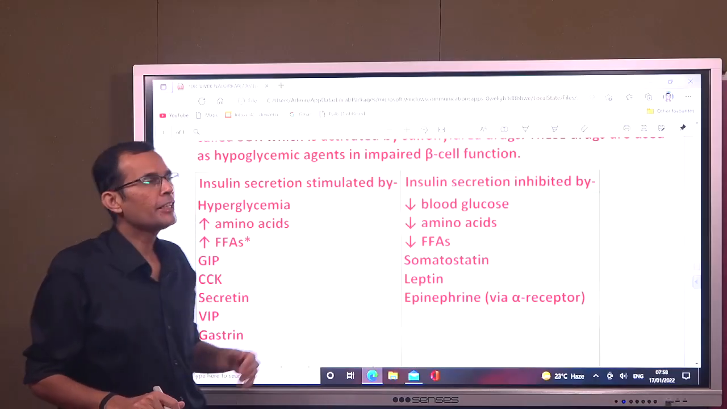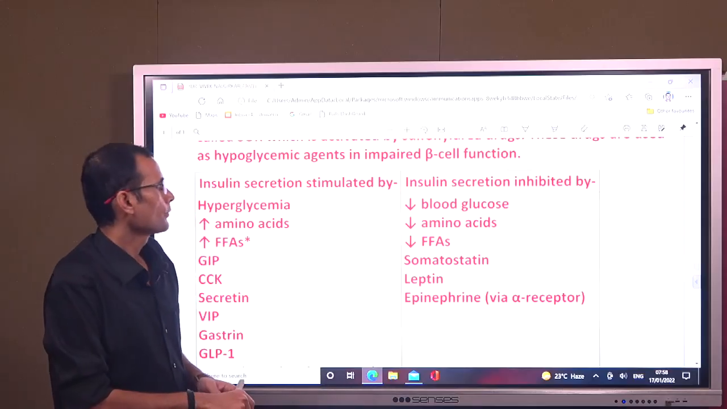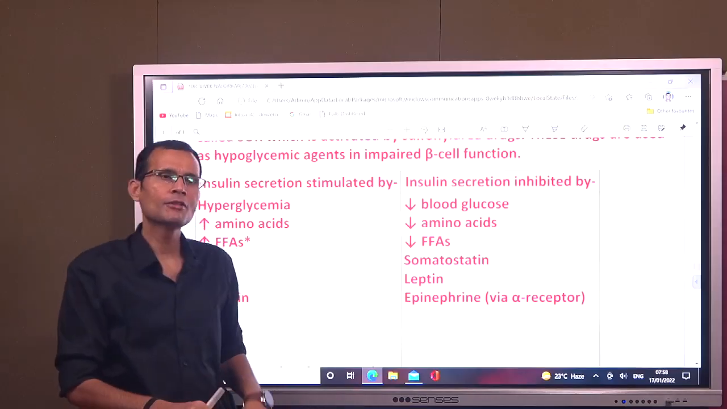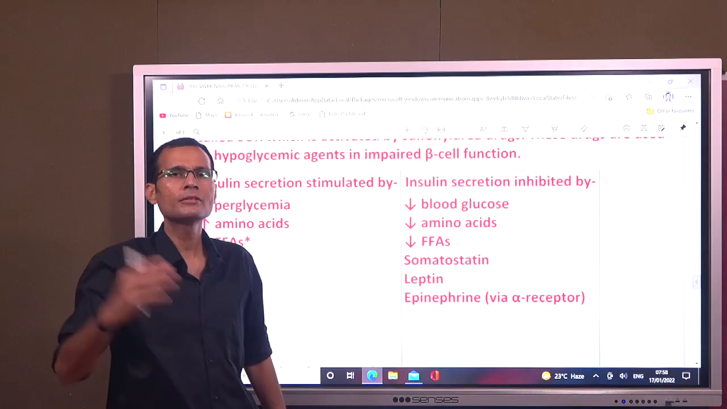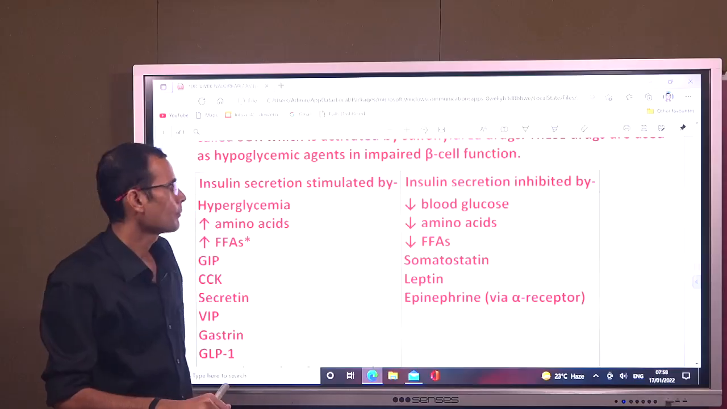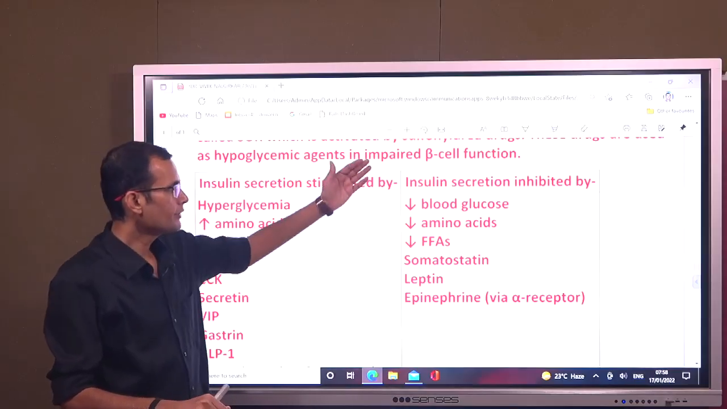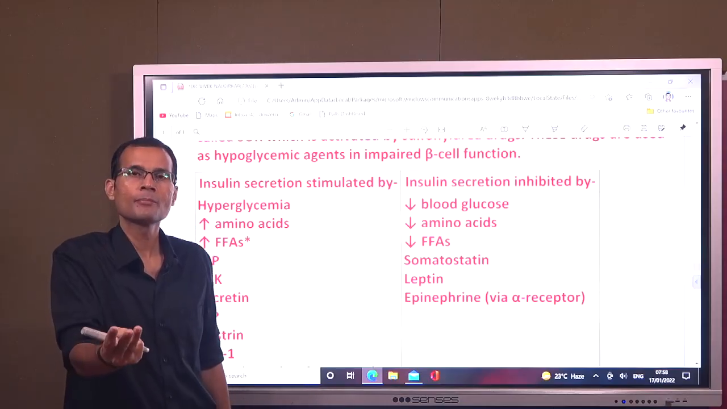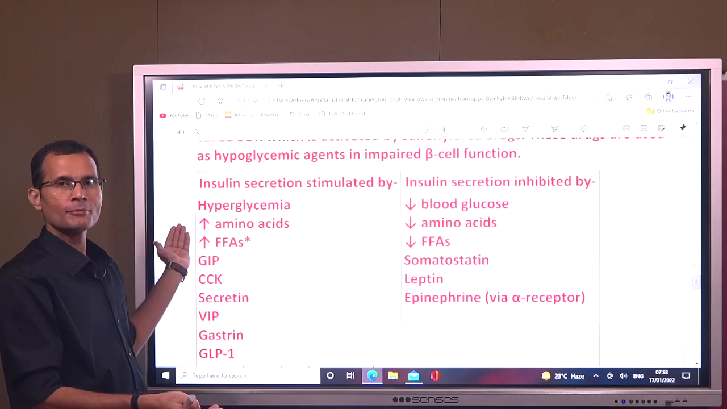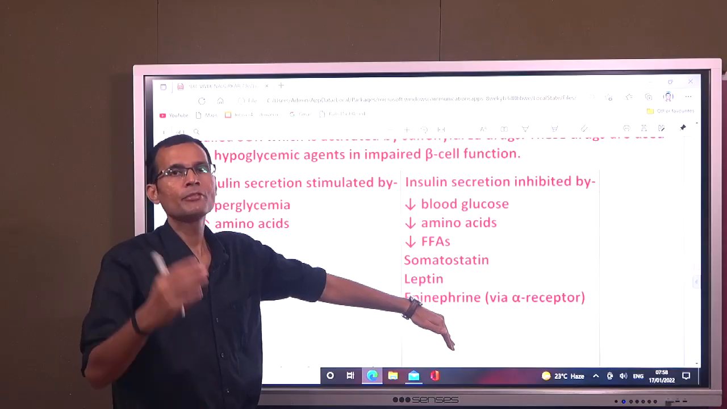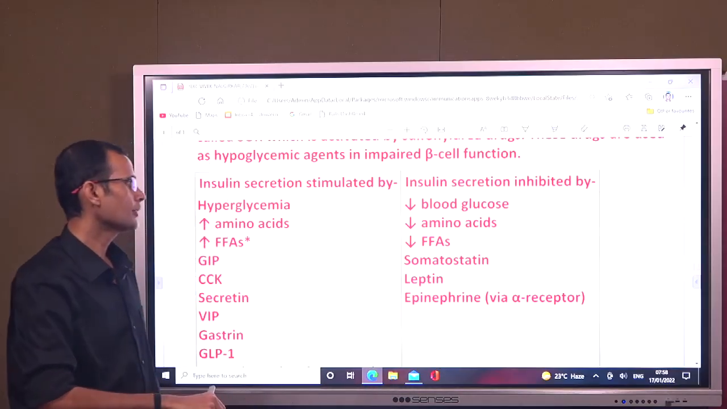What are the inhibitors of insulin? Hypoglycemia, I mean the reverse factors. If the blood glucose is low, then we don't want insulin to come in. Therefore, insulin will be suppressed. Decreased amino acids, decreased free fatty acids. So, the first three factors you can remember, the three nutrients. If they increase in the plasma, they will stimulate insulin secretion. If they decrease in the plasma, they will inhibit the insulin secretion.